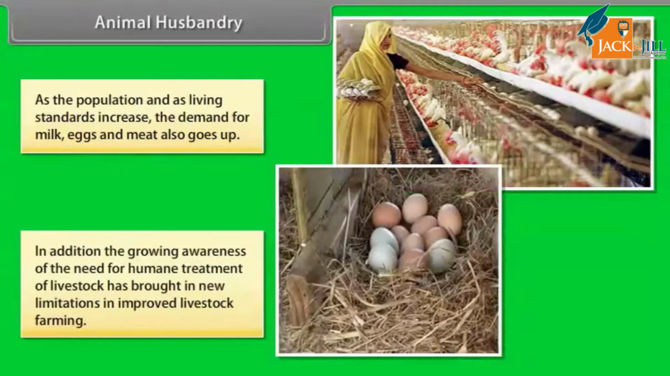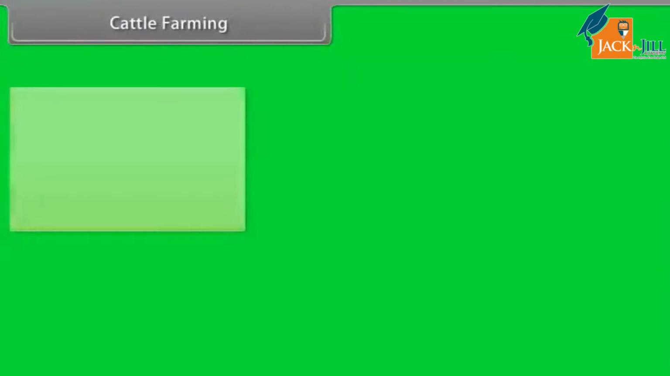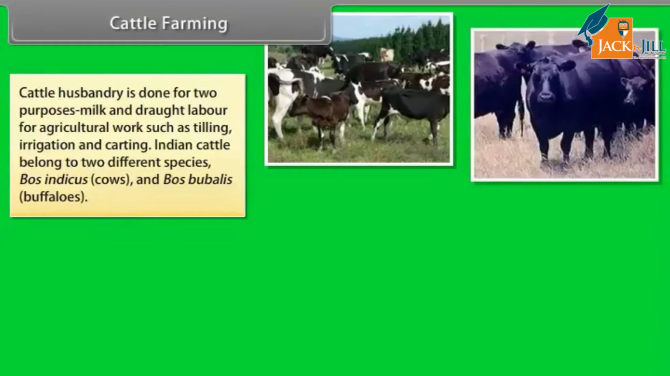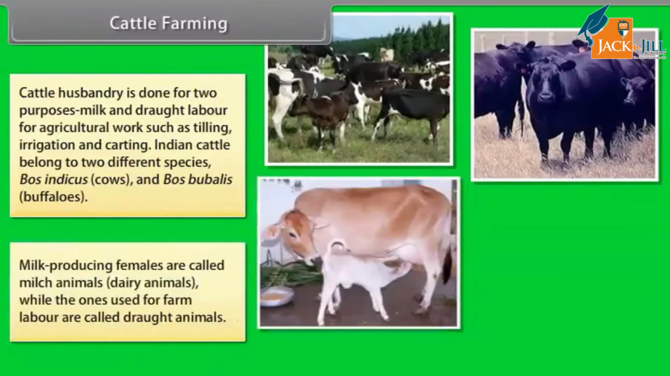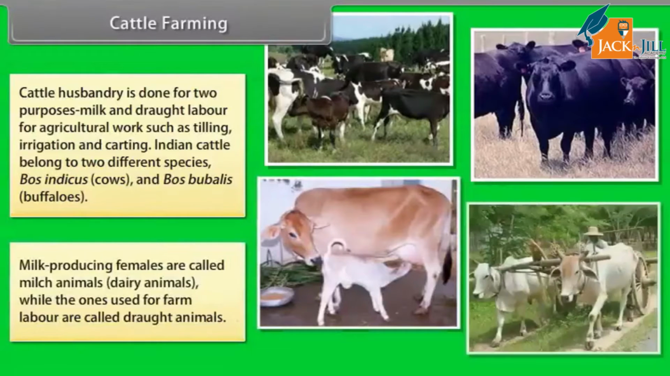livestock farming. Cattle farming. Cattle husbandry is done for two purposes: milk and draught labor for agricultural work such as tilling, irrigation, and carting. Indian cattle belong to two different species: Bos indicus, cows, and Bos bubalis, buffaloes. Milk-producing females are called milch animals or dairy animals, while the ones used for farm labor are called draught animals.